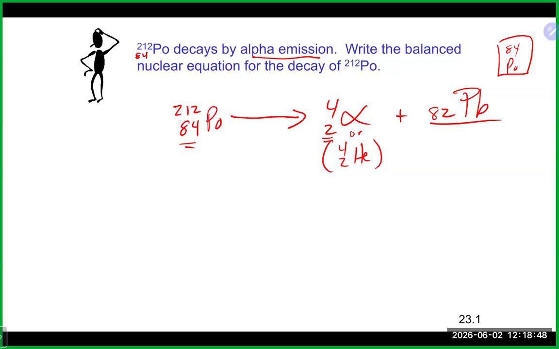Now doing the top there, we got 212 on the left, 4 on the right. So that is a 208. And now we have a balanced nuclear equation. If we add up all the mass numbers, on the left is 212. On the right, we got 4 and 208 is 212. On the left, we got 84, and 82 and 2 on the right is 84 in this case. Any questions? Not too bad, just a little bit of adding and a periodic table. It's pretty good.